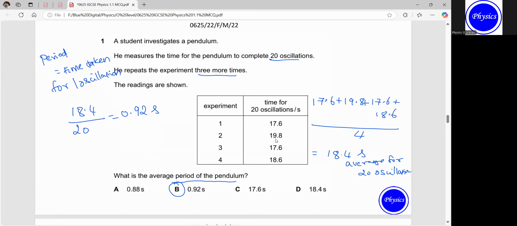Did you see here? They have also given that 18.4. So if you only find the average of 20 oscillations, you will be choosing D, but it is not the right answer, because they want the average period of the pendulum. Period is the time taken for one oscillation. So you have to divide by the total number of oscillations. The total time taken for 20 oscillations divided by 20 will give you the time for one oscillation. That would be the period of the pendulum.